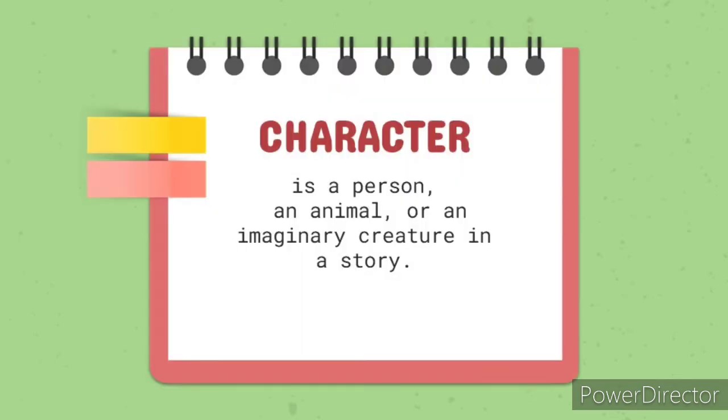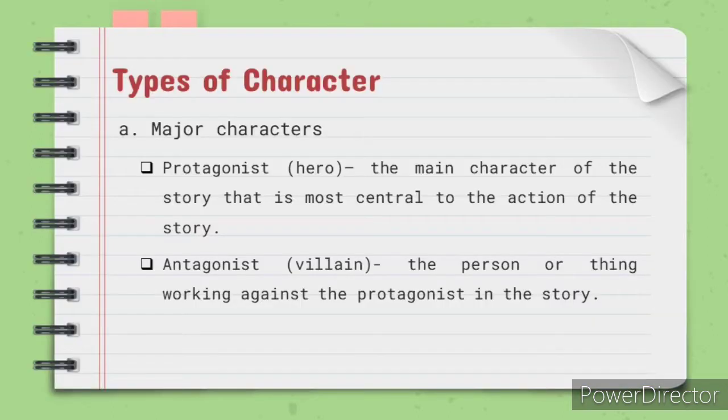In elements of fiction, we have character. Character is a person, an animal, or an imaginary creature in a story. Types of character. Major characters. These are the most important characters in the story. There are two types of major characters. The first one is the protagonist. The protagonist is the main character of the story that is most central to the action of the story. And this is the central figure with whom we usually sympathize or identify.